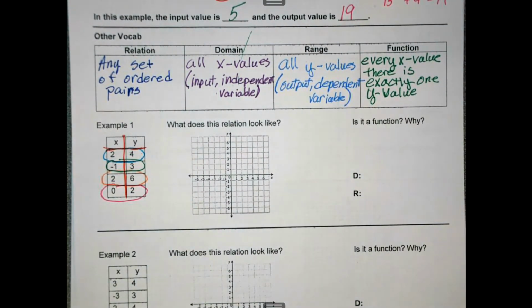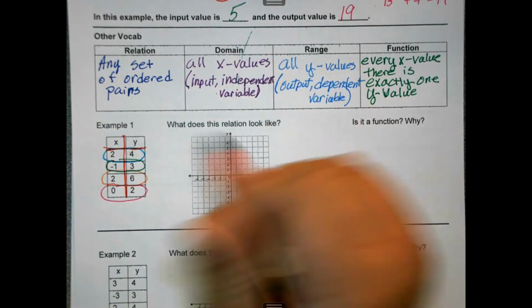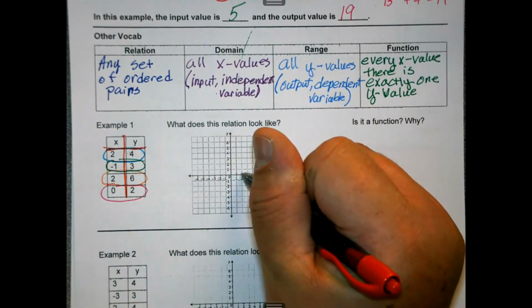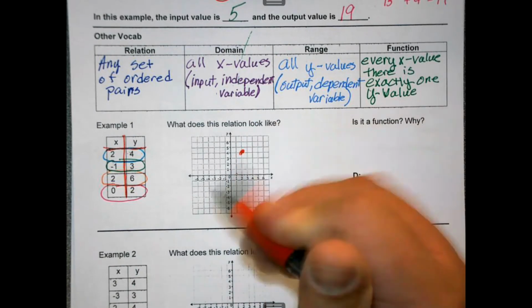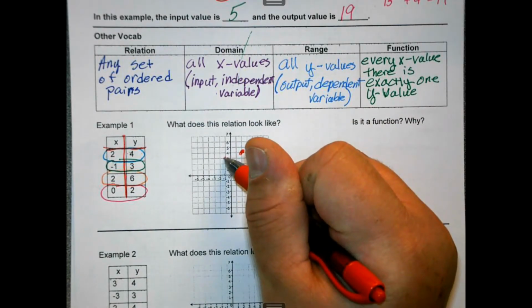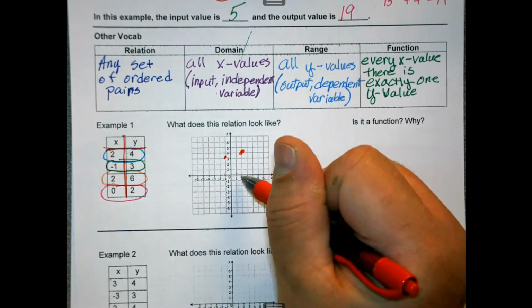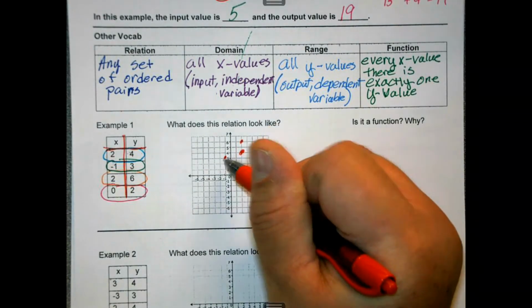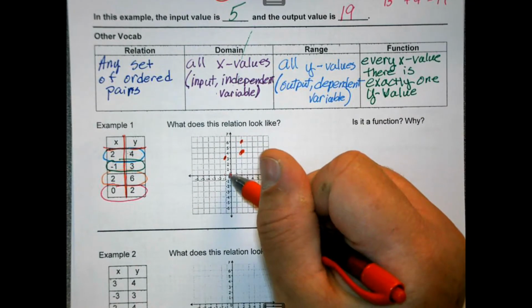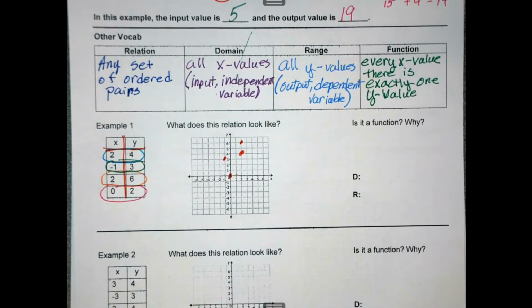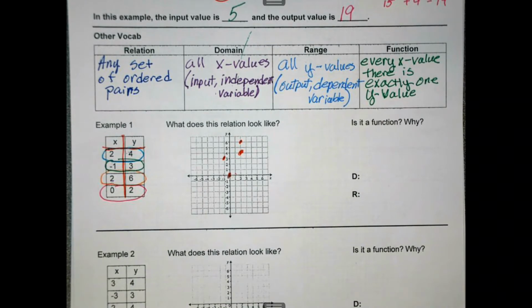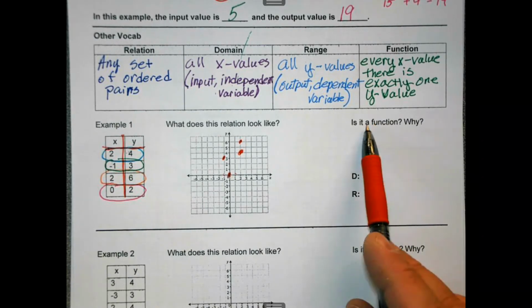Well, I'm going to go ahead and graph these ordered pairs. I have 2 comma 4, negative 1 comma 3, 2 comma 6, and 0 comma 2. Now, I'm not going to draw a line between these because all they gave me was the ordered pairs. So there's a graph of my ordered pairs. Now I have to determine the domain and the range and whether it's a function or not.